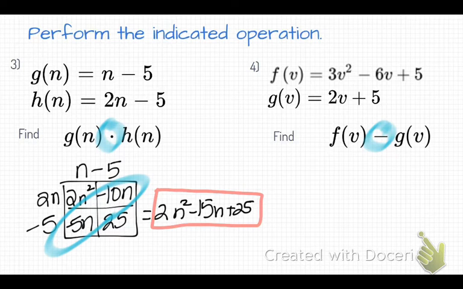Finally, on number 4, we have subtraction, yes? Yes or no? Yes. Okay. So I have f of v first, which is 3v squared minus 6v plus 5. And for those of you who said, I thought you were going to give us a quadratic, we're going to do plenty of quadratics next week, so just wait. So this is subtraction. It's minus g of v, which is 2v plus 5.